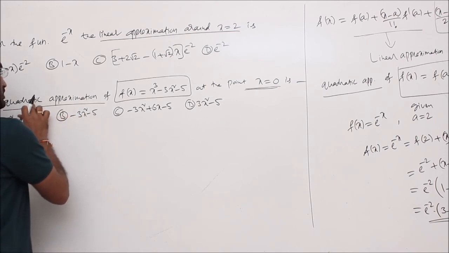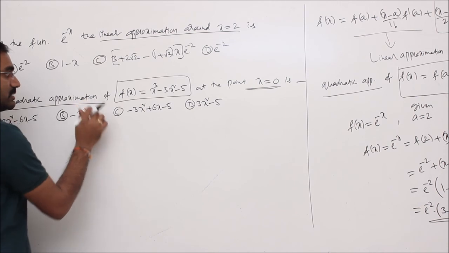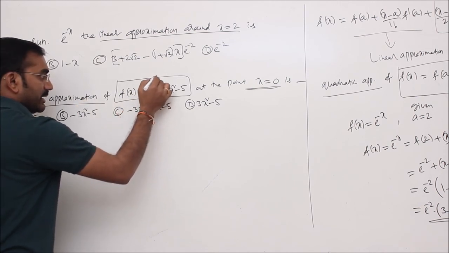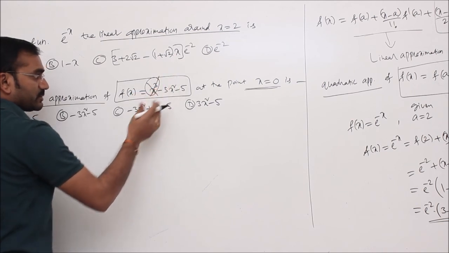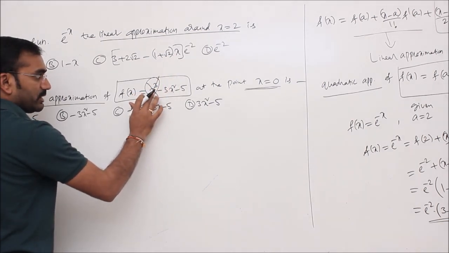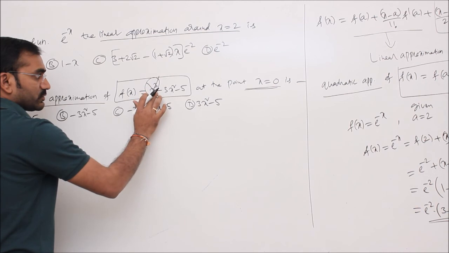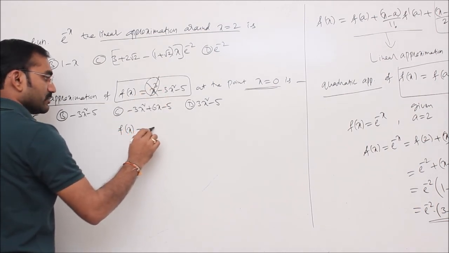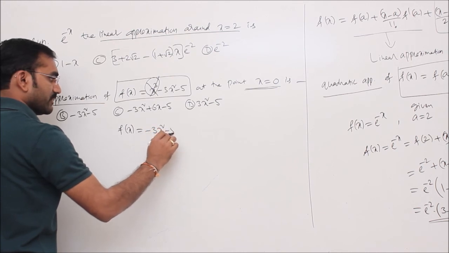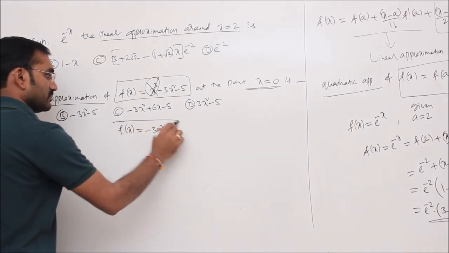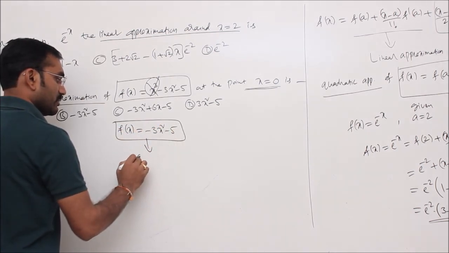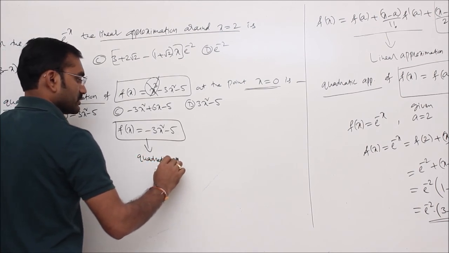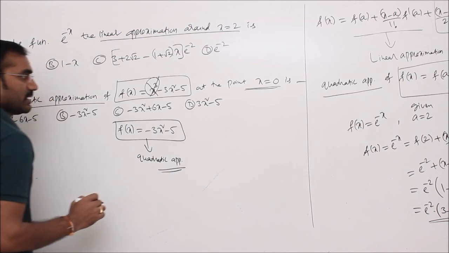So we require the quadratic approximation. Quadratic approximation means simply remove the x cube term and the remaining terms, x power 4 and so on. Here there is no x power 4, the highest power is x cube. So remove that one, and we get the corresponding quadratic approximation f of x equal to minus 3x square minus 5. Why am I removing the x cube term directly?